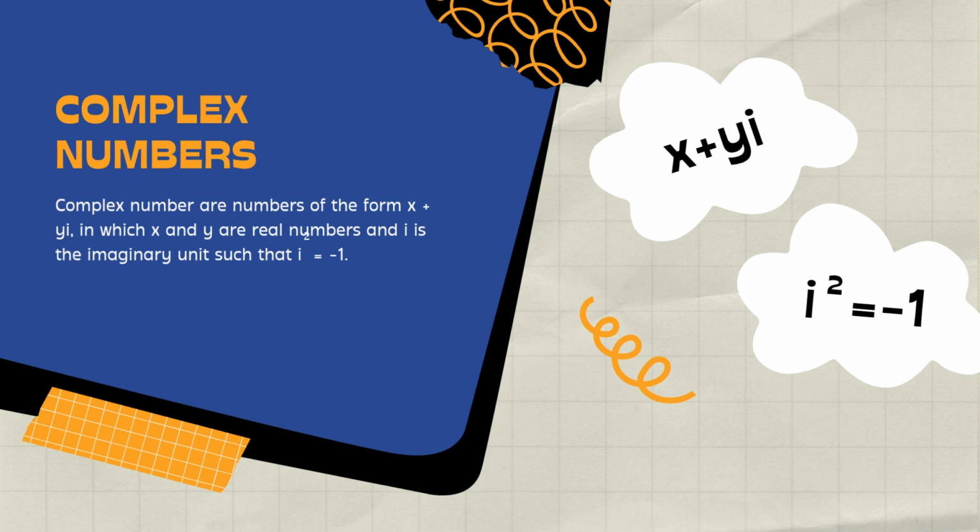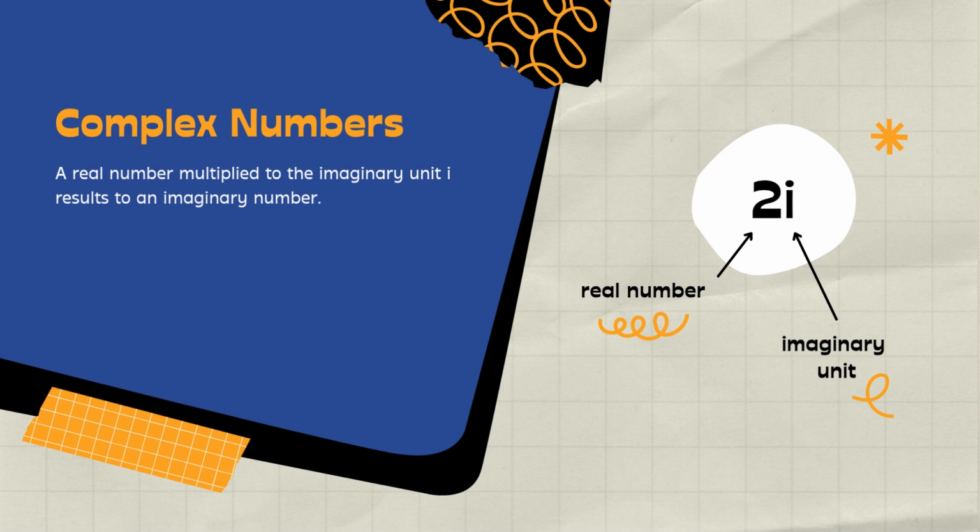So, I'd like now to move to the second definition, which is the complex number. Complex numbers are numbers of the form x plus yi, in which x and y are real numbers, and they can be whole numbers, rational numbers, or irrational numbers, besides what we call the i, or the imaginary unit, where i squared, that is i to the power 2, equals -1. So, a real number multiplied by the imaginary unit i results in an imaginary number. So, 2i is a complex number, where 2 is a real number and i is the imaginary unit.